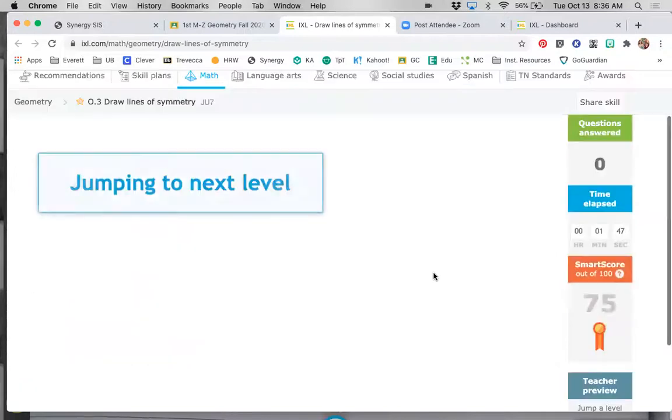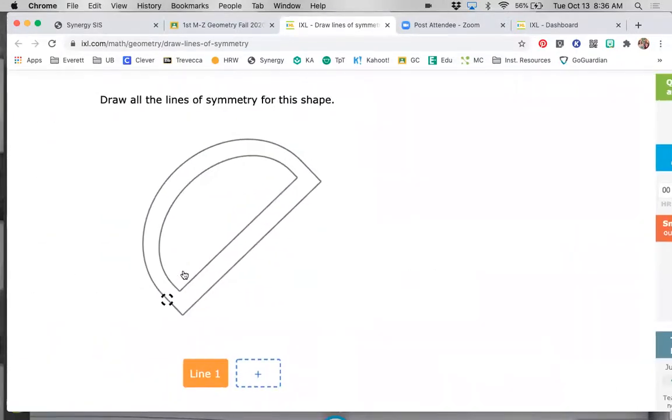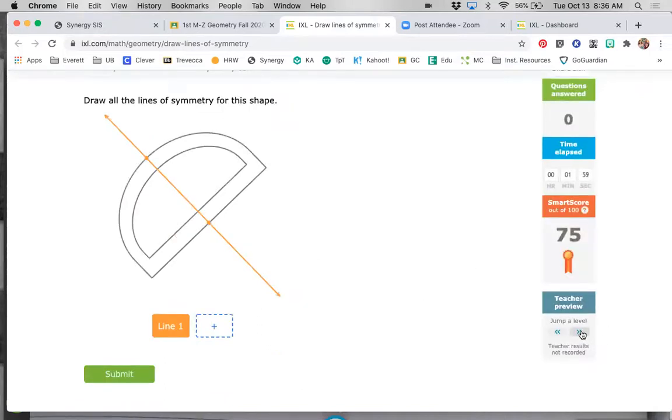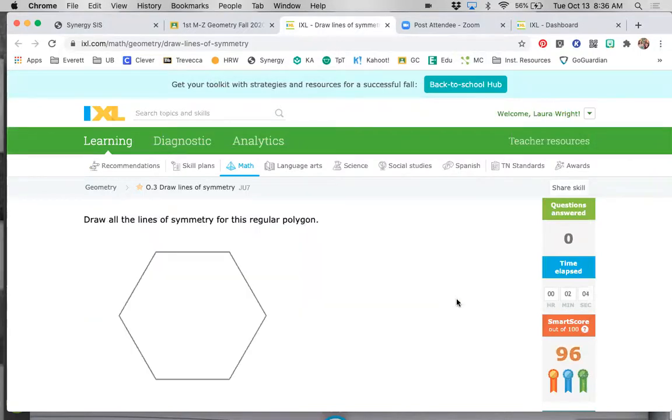Next level, which is the last one, I think. Nope, one more. It's a D, but it's turned weird. It's still the same that you've been doing. You draw your line, done, right? Very, very simple.